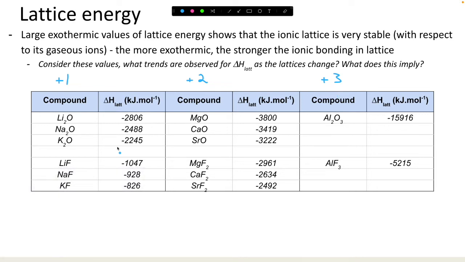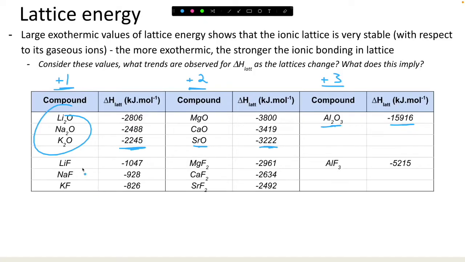What we observe is that as you increase the charge, the lattice energy is becoming bigger, or it's becoming more exothermic. So if we look at our group 1s, we're sitting at around the -2000s, whereas for our group 2 oxides, they're sitting in the -3000s. By the time we get up to the group 3 oxide, we're sitting in the -15,000s for the exothermic. That's telling us that these lattices are becoming much, much more stable.